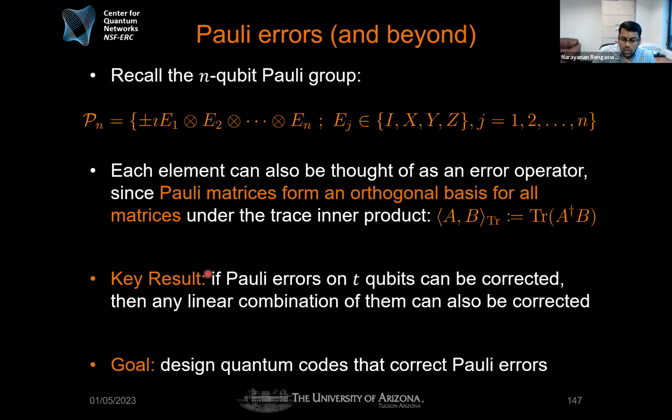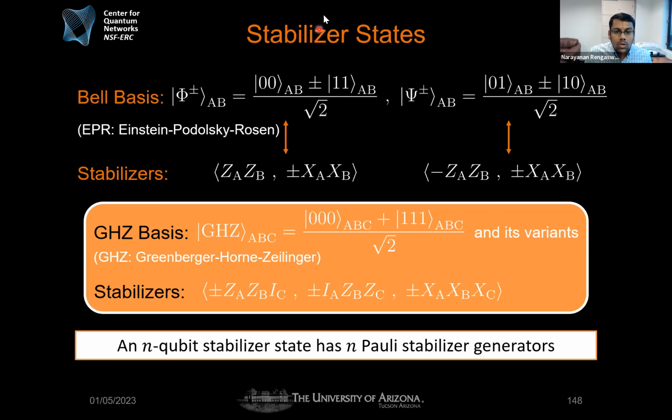And so this is a key result. If you can correct Pauli errors on p qubits out of the n qubits you have, then any linear combination of them can also be corrected. And there is a recovery operator that you can construct. And so for this course, we'll just see how we can construct codes that can correct Pauli errors. So let's go to the chart.